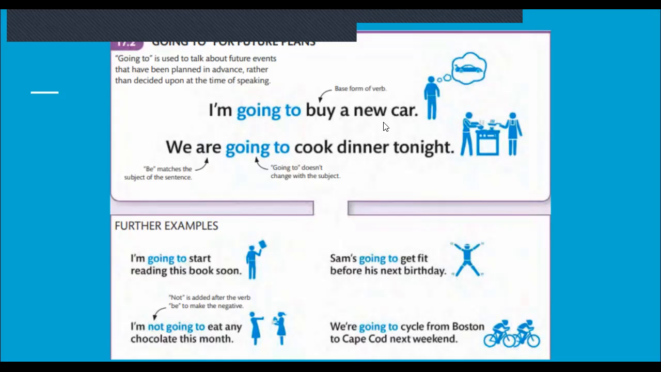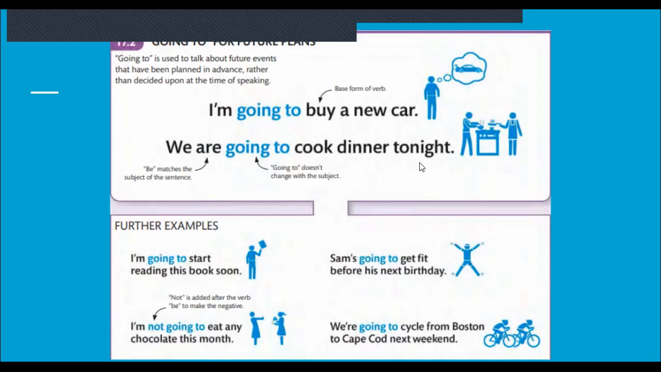So a car is not something जो आप impulsively उसी वक्त decide करके buy करें. It's something जिसके बारे में आपने पहले से सोचा हुआ है. So I'm going to buy a car. You are saying I have a future plan to buy a car. We are going to cook dinner tonight. आप अपने future plan के बारे में बता रहे हैं कि आपने already in advance plan किया हुआ है कि आप आज dinner cook करेंगे.